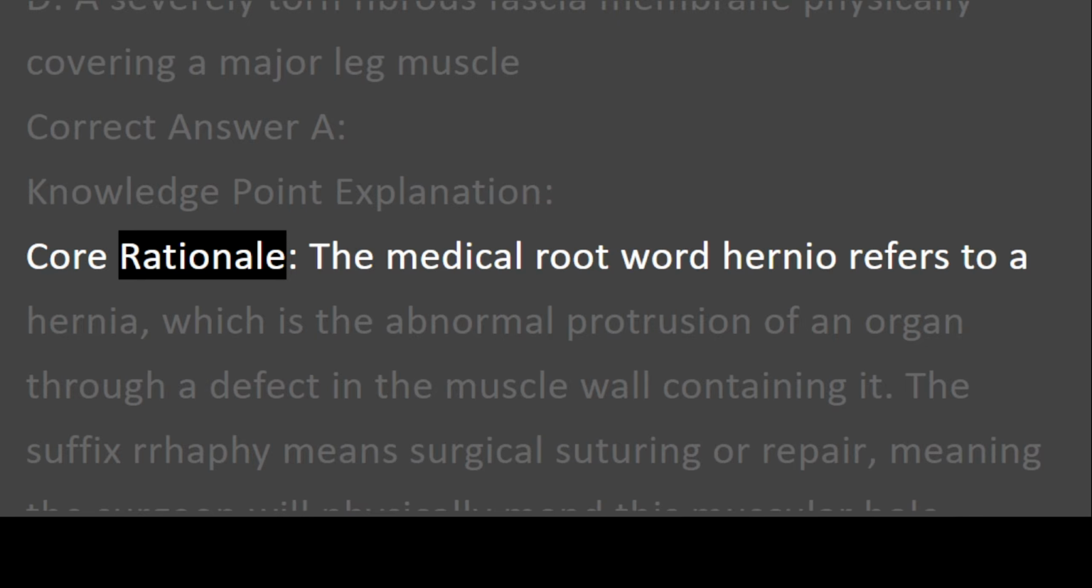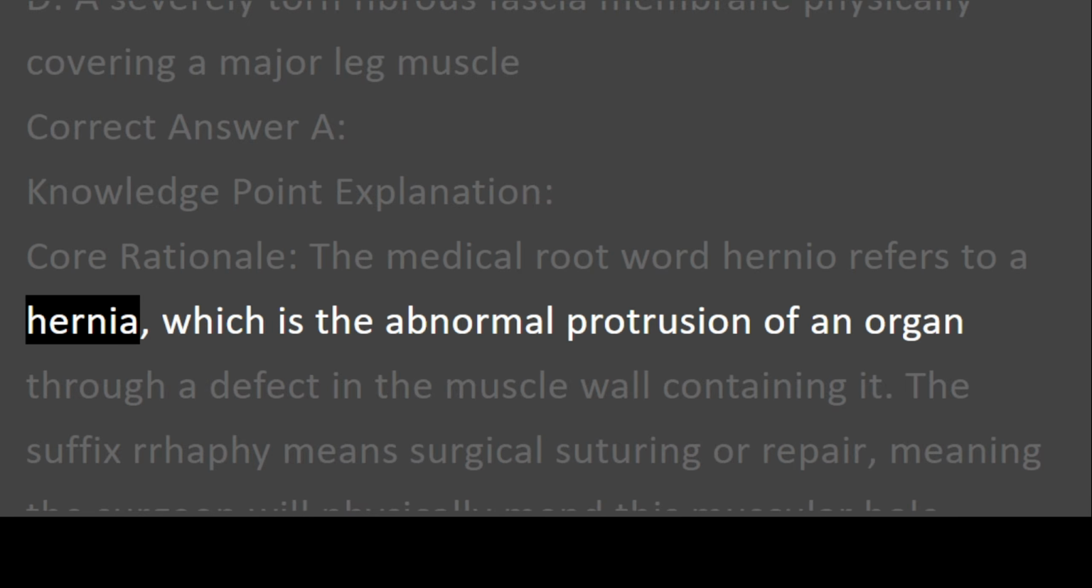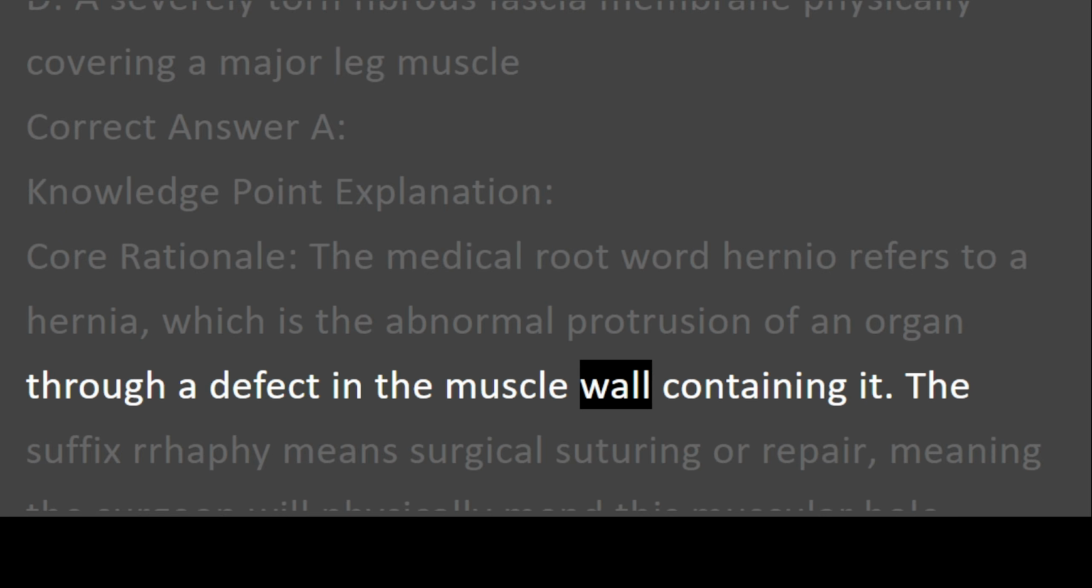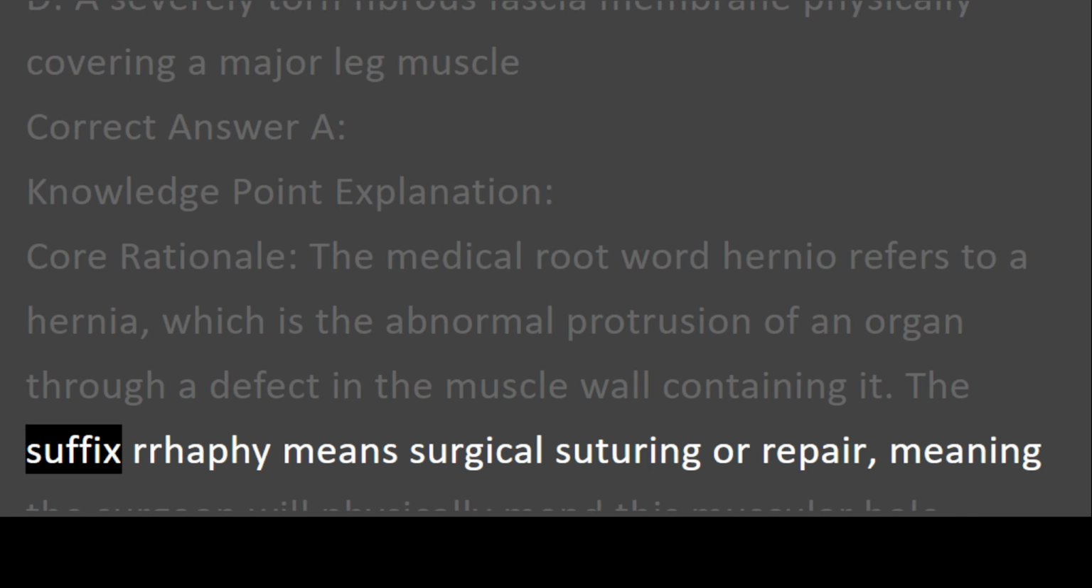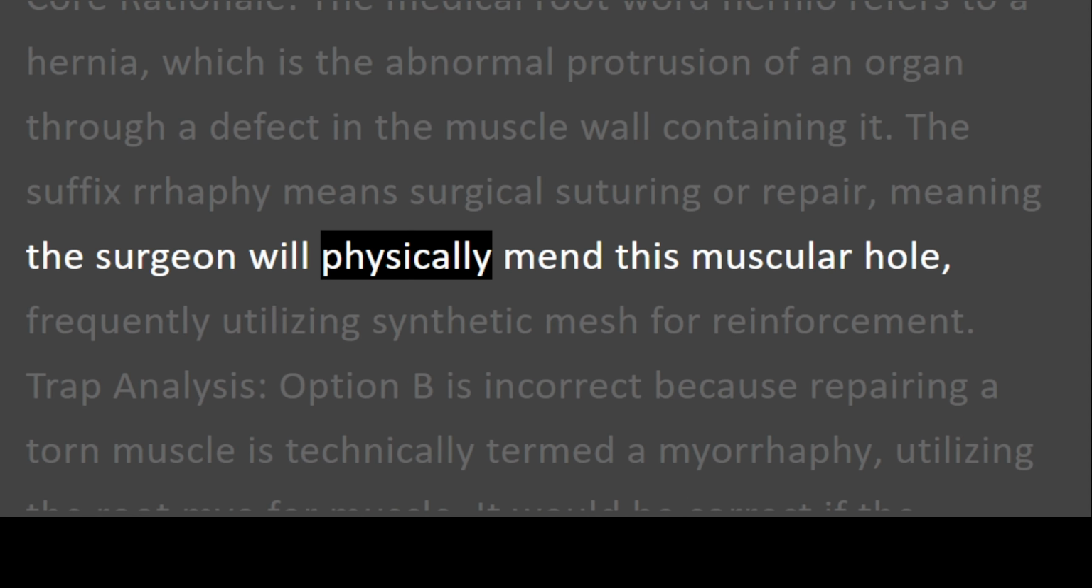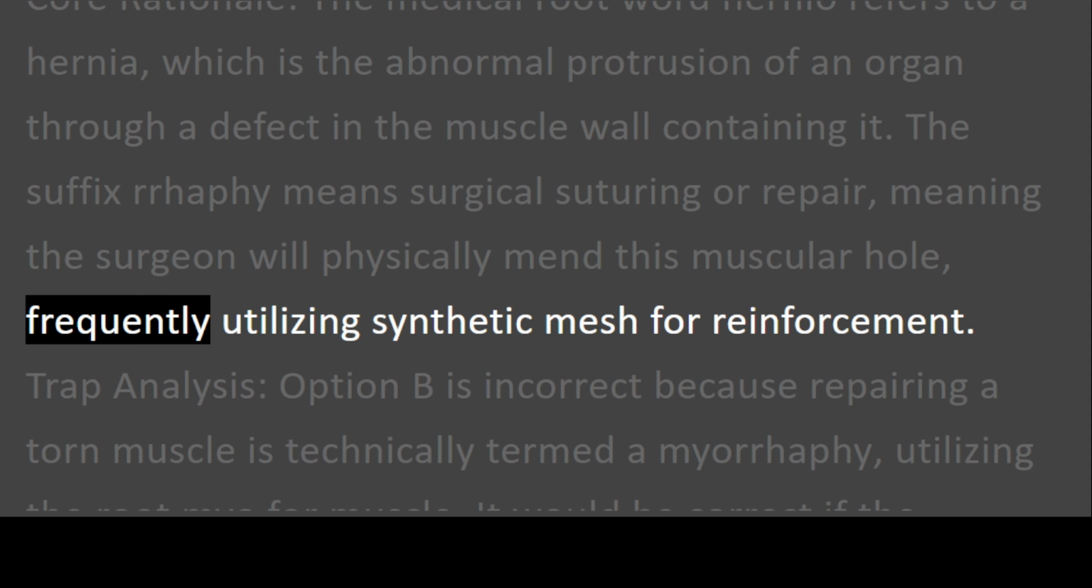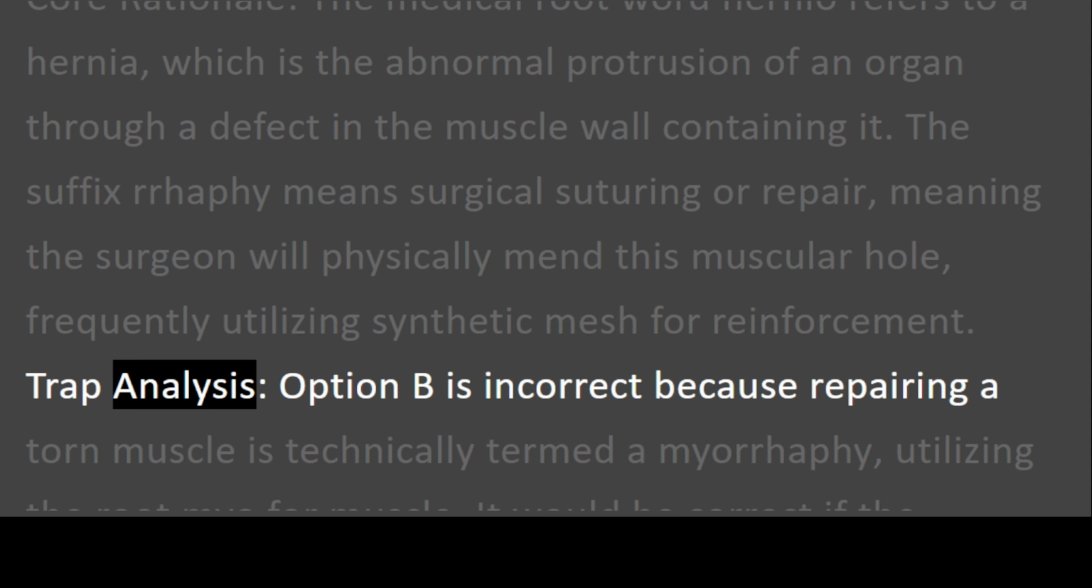Core rationale. The medical root word hernia refers to a hernia, which is the abnormal protrusion of an organ through a defect in the muscle wall containing it. The suffix raphy means surgical suturing or repair, meaning the surgeon will physically mend this muscular hole, frequently utilizing synthetic mesh for reinforcement.